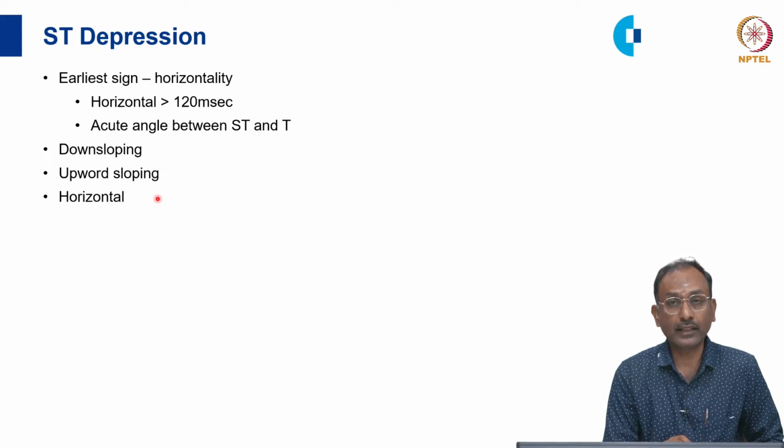Horizontal ST depression again is indicative of ischemia. So, if a patient has a horizontal ST segment depression or a downsloping ST segment depression, it favors ischemia, whereas an upward sloping ST segment does not favor ischemia.